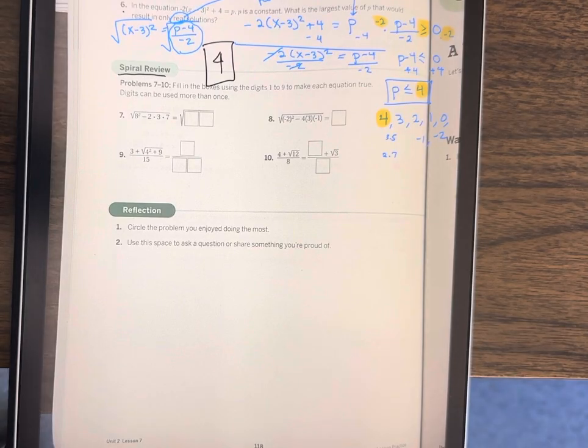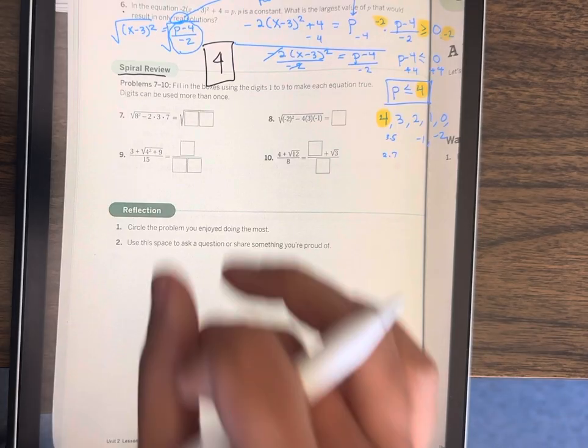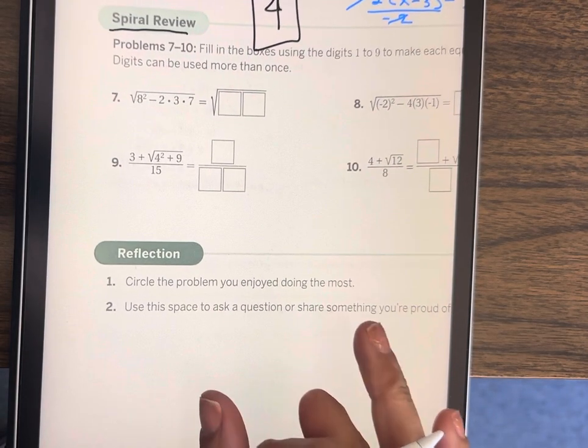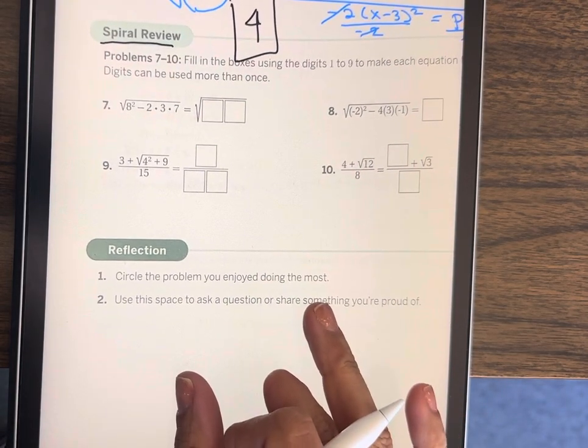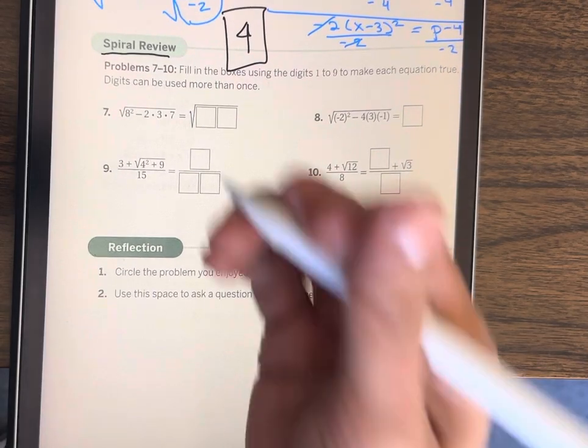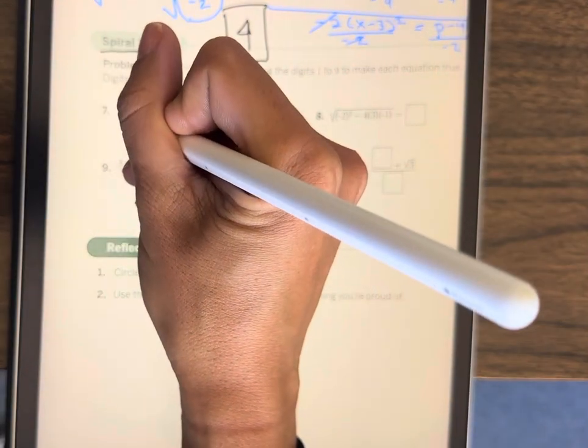Fill in the boxes using the digits from 1 to 9 to make each equation true. I don't wanna, but I'll do it. I'll do it for you guys. Okay, let's see. Digits can be used more than once. We just gotta simplify it. It's not as bad as it looks.